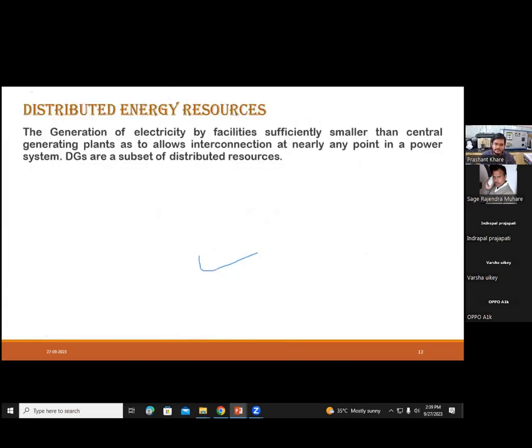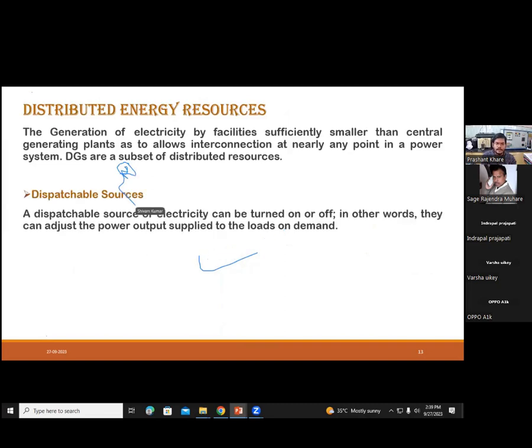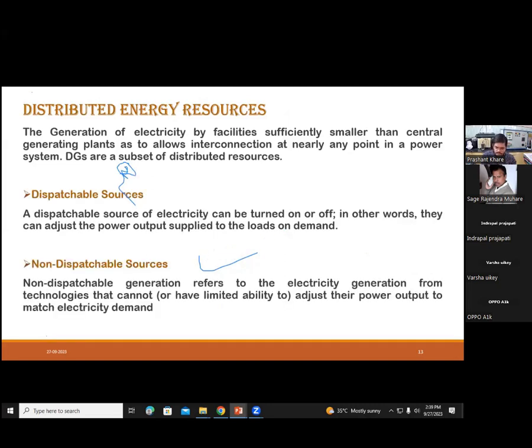Now I explained already, distributed energy resources: the generation of electricity by sufficiently smaller facilities. These DERs are not so big that they can match the capacity of thermal power stations in India. These are very small entities. We can connect these DERs at almost any point in the power system, but we have to control and synchronize them in a proper manner. I also explained what is a dispatchable source and a non-dispatchable source. Dispatchable means your diesel or fuel cell. Non-dispatchable means your wind power, hydropower, or solar.